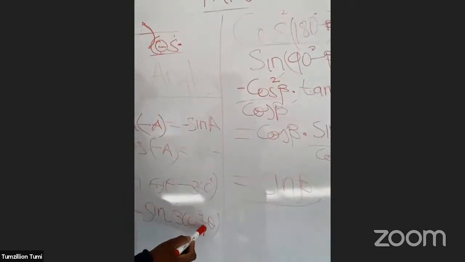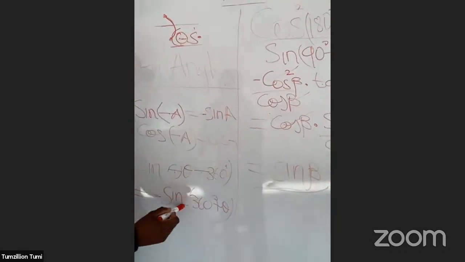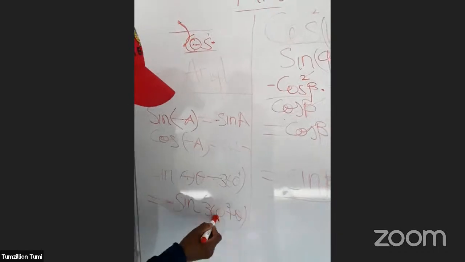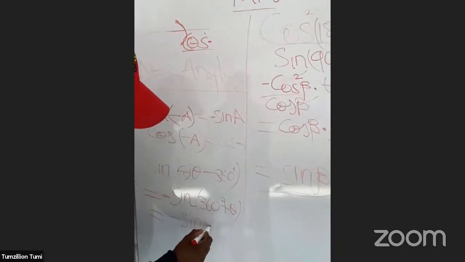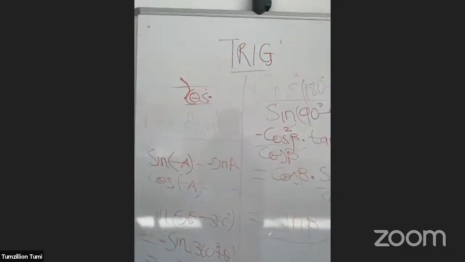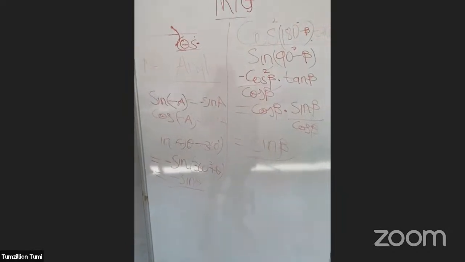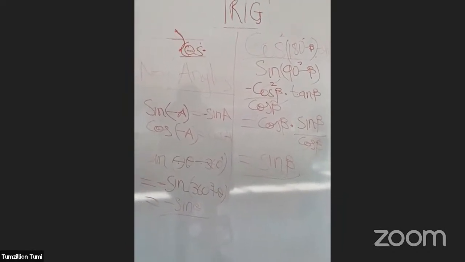Okay, so what is 360 plus? 360 plus refers to the first quadrant. In the first quadrant, all the trig ratios are positive. Therefore, this becomes what? Minus sine of theta. So this is how you deal with negative angles. Are we together so far? So that's negative angles for you.